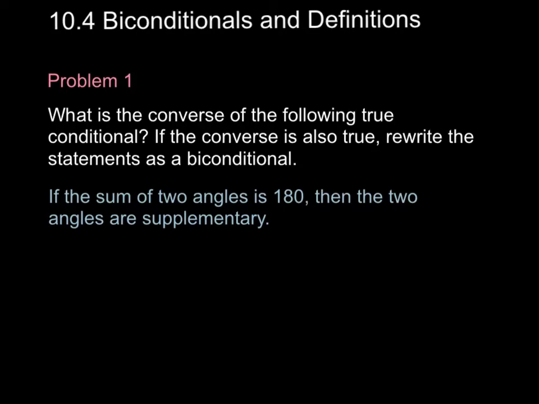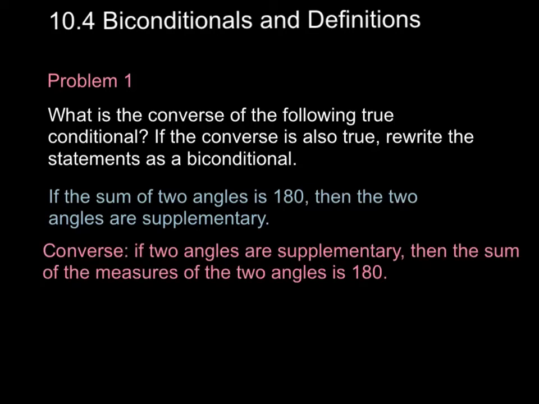So in blue is our original conditional. If the sum of two angles is 180 degrees, then the two angles are supplementary. That's true. If you have two angles that add up to 180, they are supplementary. So let's write the converse. So now the converse states, if two angles are supplementary, then the measures of those two angles is 180. Well, the converse is also true.